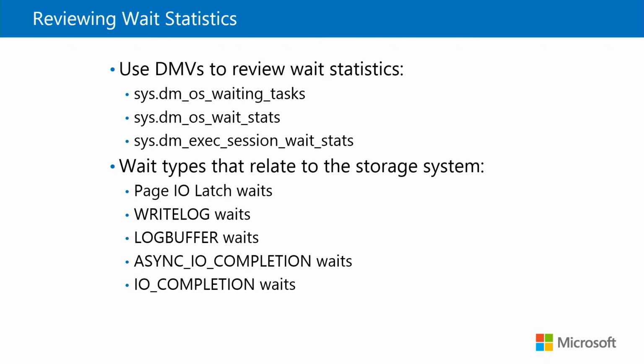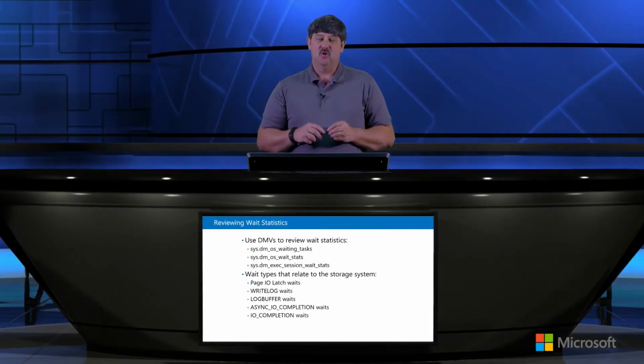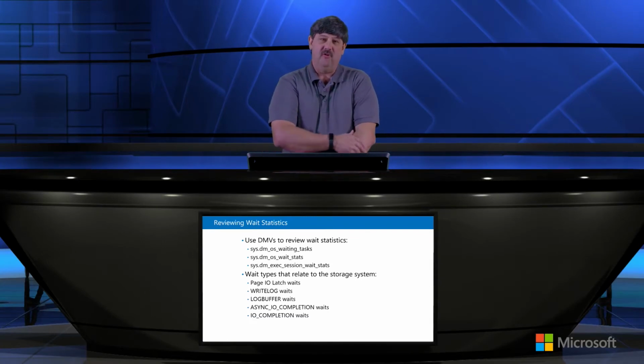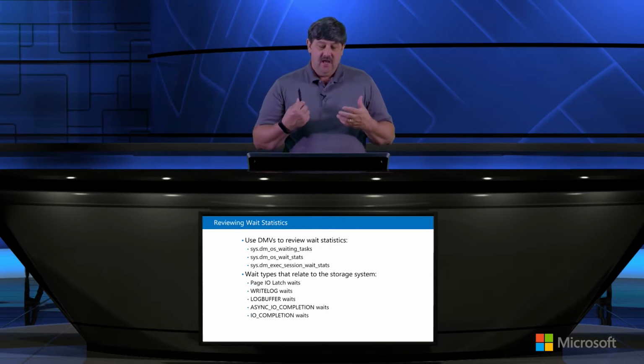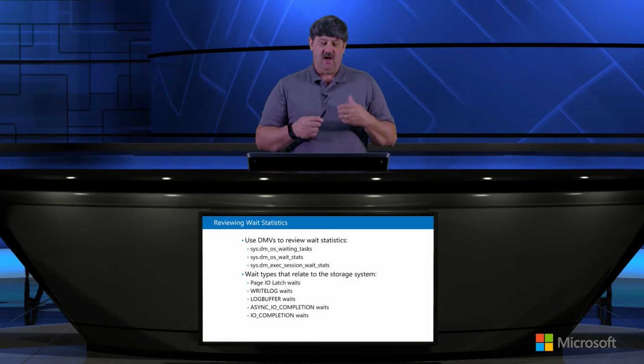The different types of waits that can occur based on the input-output operations: latch waits are essentially waiting for data to be read into the buffer cache. Write log waits are waiting for data to be flushed out of the memory into the transaction log. The log buffer waits are waiting for a buffer to be allocated to write the log data into the transaction log. Then you have async I/O completion and I/O completion.